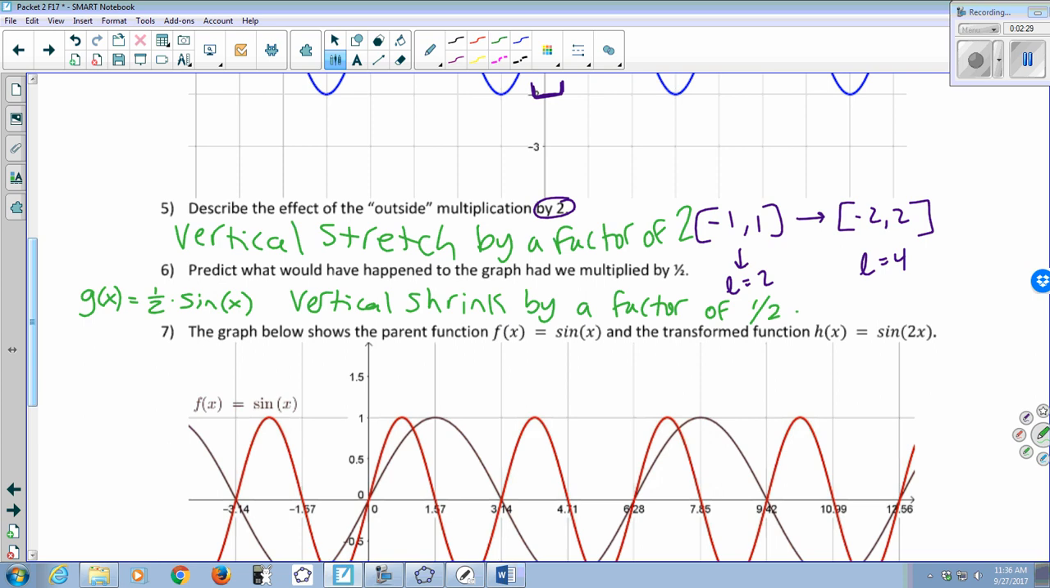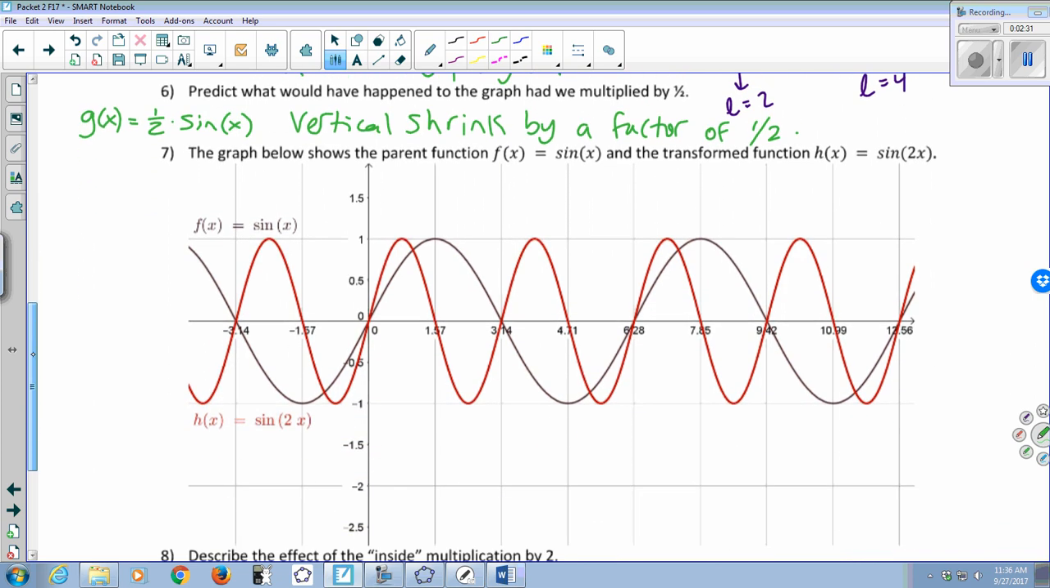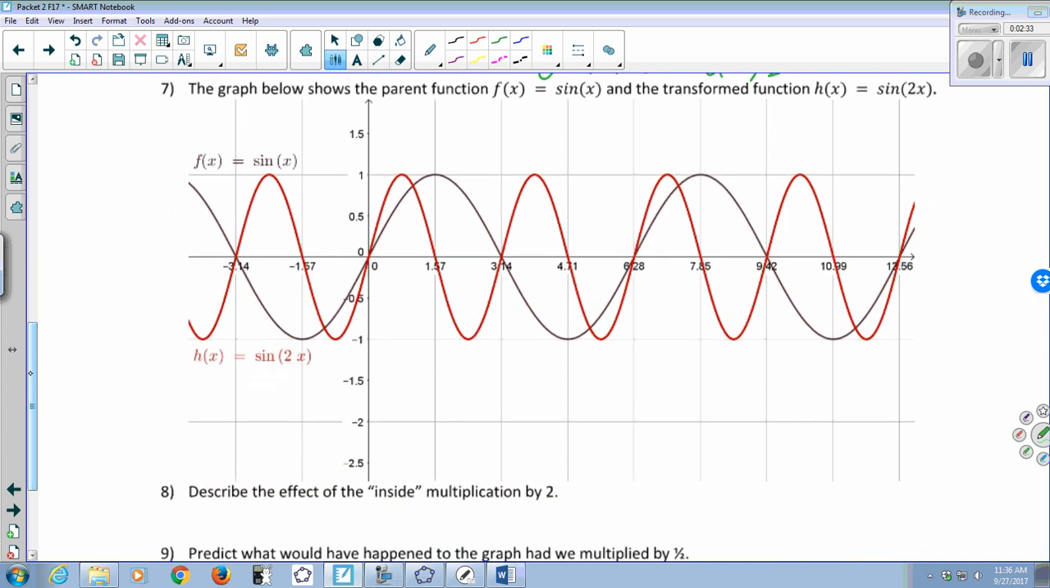And here is a parent function, sine of x again, and I have a new transformed function, sine of 2x. So this is a little bit different. Instead of putting the 2 outside of the sine, now it's inside the sine function. So I'm multiplying by 2 on the inside. The x value is what's changing. And I have my original sine of x as the maroon colored curve here. And then the red curve is the sine of 2x. And I want to describe the effect of that inside multiplication by 2.